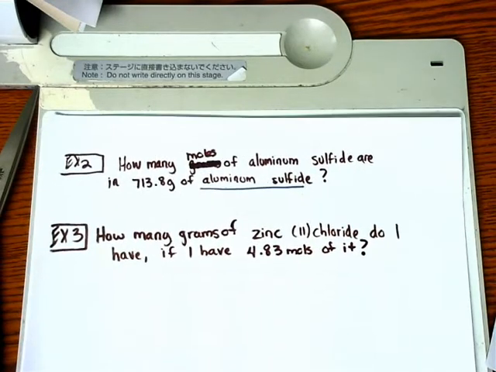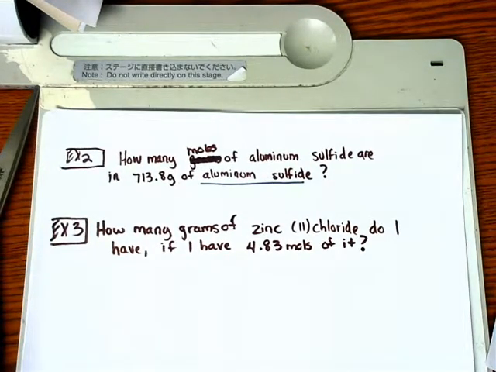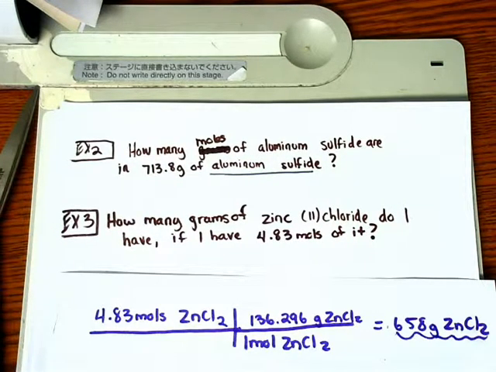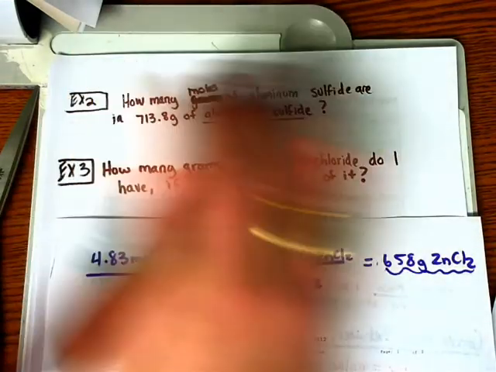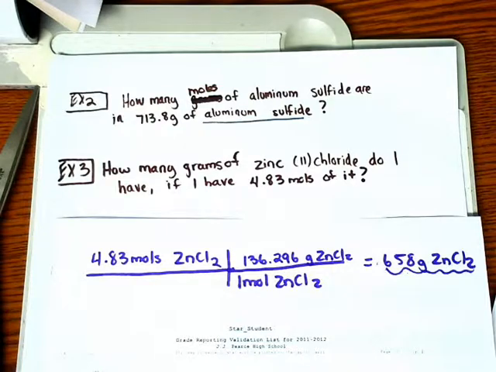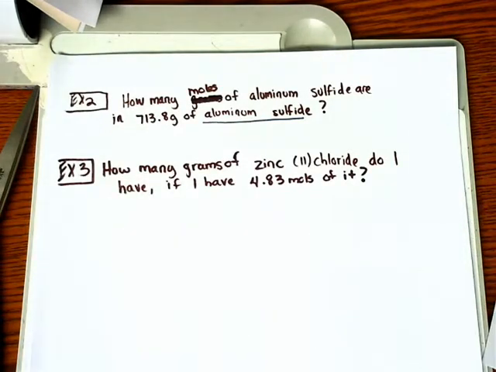How many grams this time, and I mean grams, of zinc 2 chloride, of course I'm giving you the 2, zinc is always 2 plus, do I have if I have 4.83 moles of it? So let's take some moles now and let's go maybe a reverse direction. I want you to try this out, I want you to see what you get. Let's say maybe 2 minutes. As you can see from this example that we had just done, you can be asked to go from moles to grams or grams to moles, right? So I'm going to give you another problem.